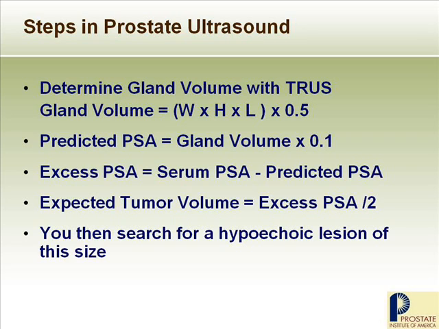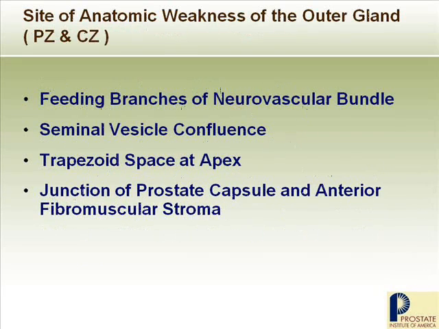Then we know that 1 gram of cancer approximately excretes 2 nanograms of PSA. So dividing by 2 gives your expected tumor volume, if we have any. Then we look for the size of the cancerous area in the prostate. And on top of that, we have to know some anatomy. In case cancer is going to spread out, where is it going to follow, and how is it going to get out? Mainly through the neurovascular bundle.